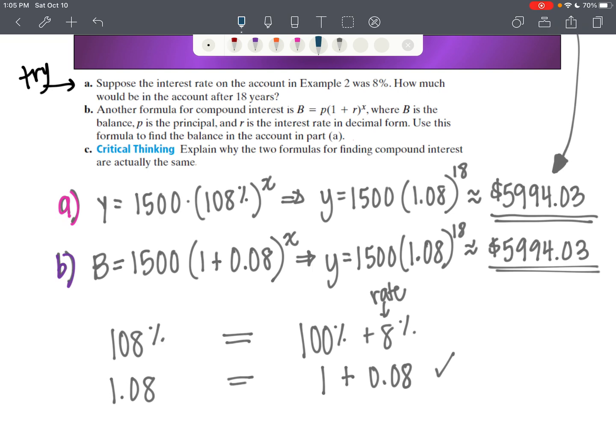As we move forward with compound interest, we're going to look a little bit more at this type of formula in B, and you'll see why. And that is because when the bank pays you interest, it's not usually annually. They're usually looking at your account a little bit more frequently than annually, which gives you a better opportunity to earn more money.